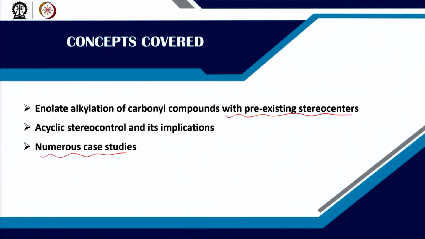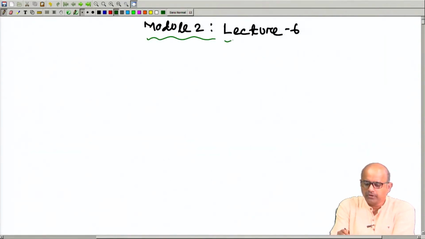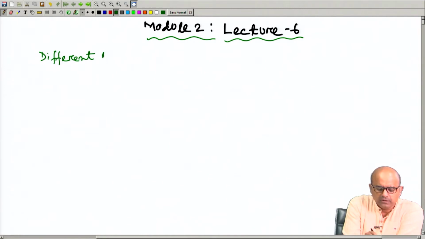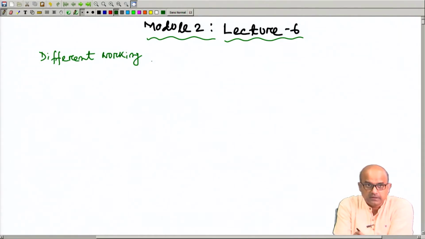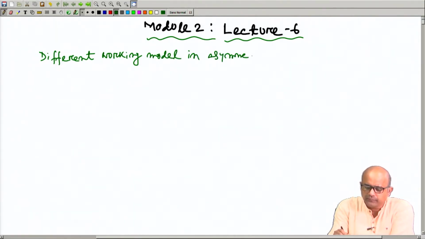talking about. Welcome back, students. So, today we will be mainly discussing the next module, which is module 2, and I will be talking about lecture 6. And today we will be mainly discussing different working models, and we will be mainly using today standard writing technique through a board, different working models in asymmetric stereocontrol or in asymmetric enolate alkylation.